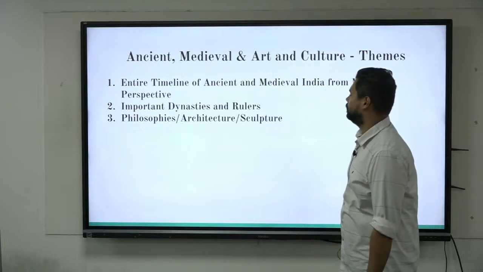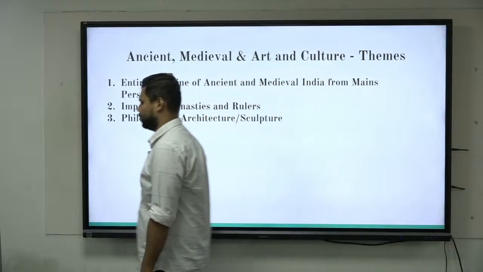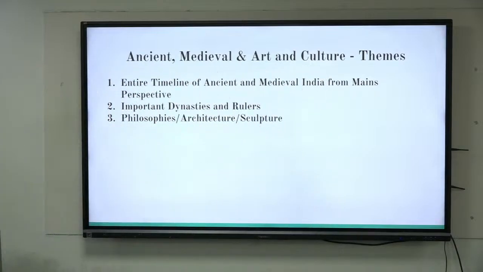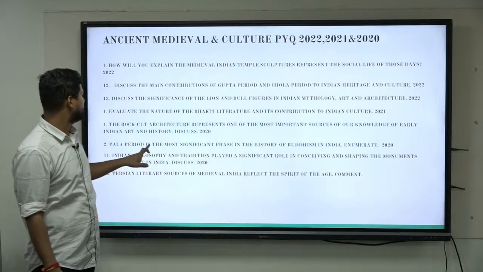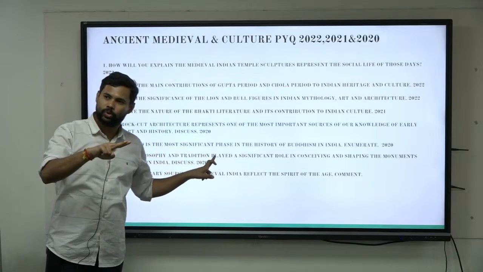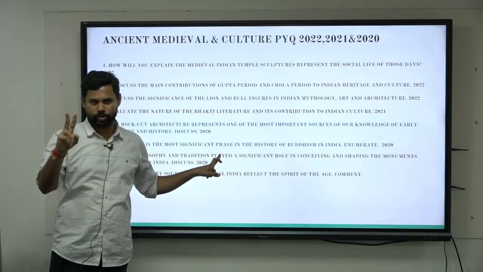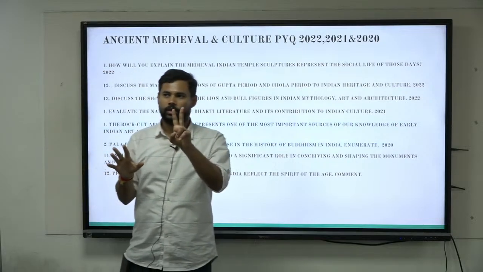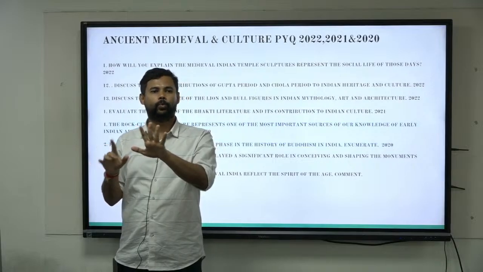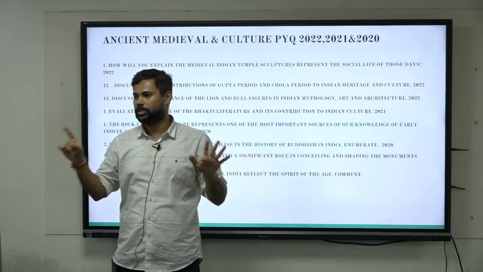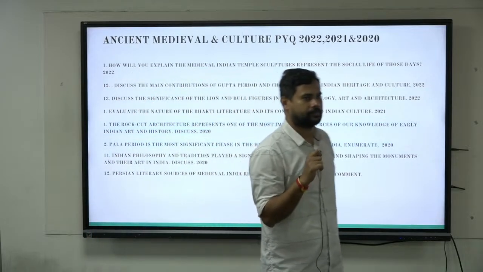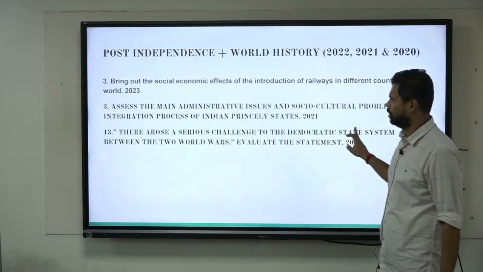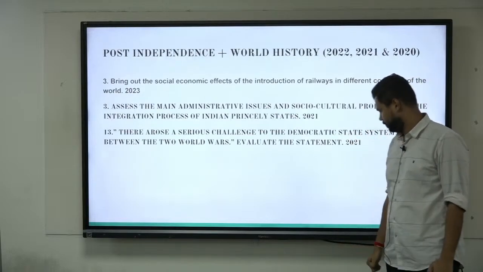All right. So this is about ancient, medieval, and art and culture. Clear with this? There can be 2 or 3 questions. So overall, modern India with ancient, medieval, art and culture together can be 5 questions. Okay. Clear with this? The last is this: post-independence and world history.